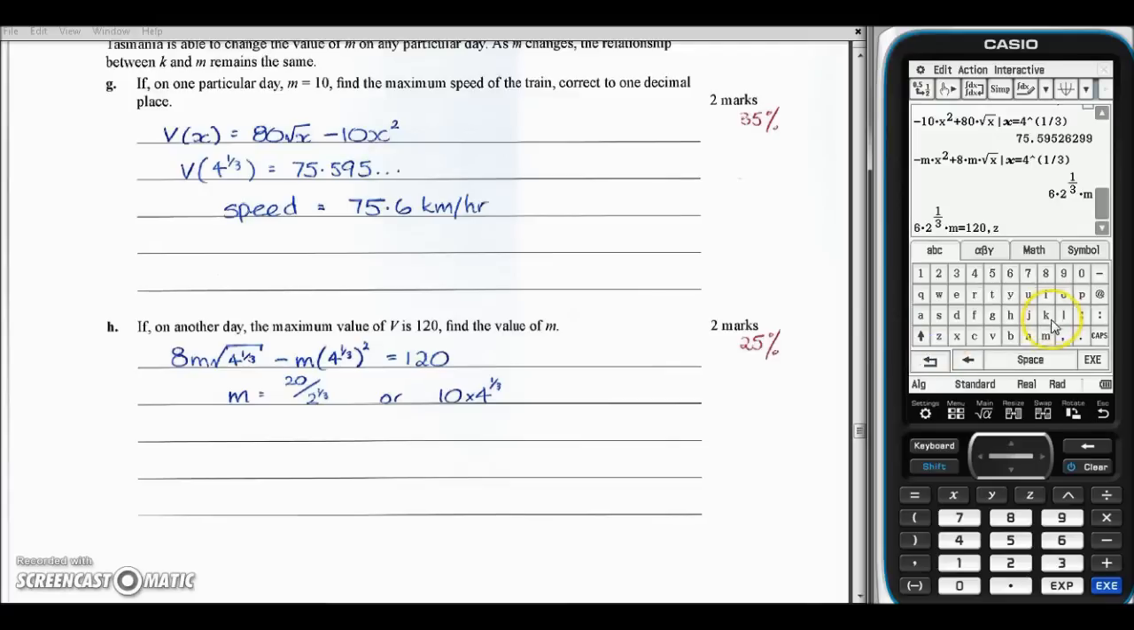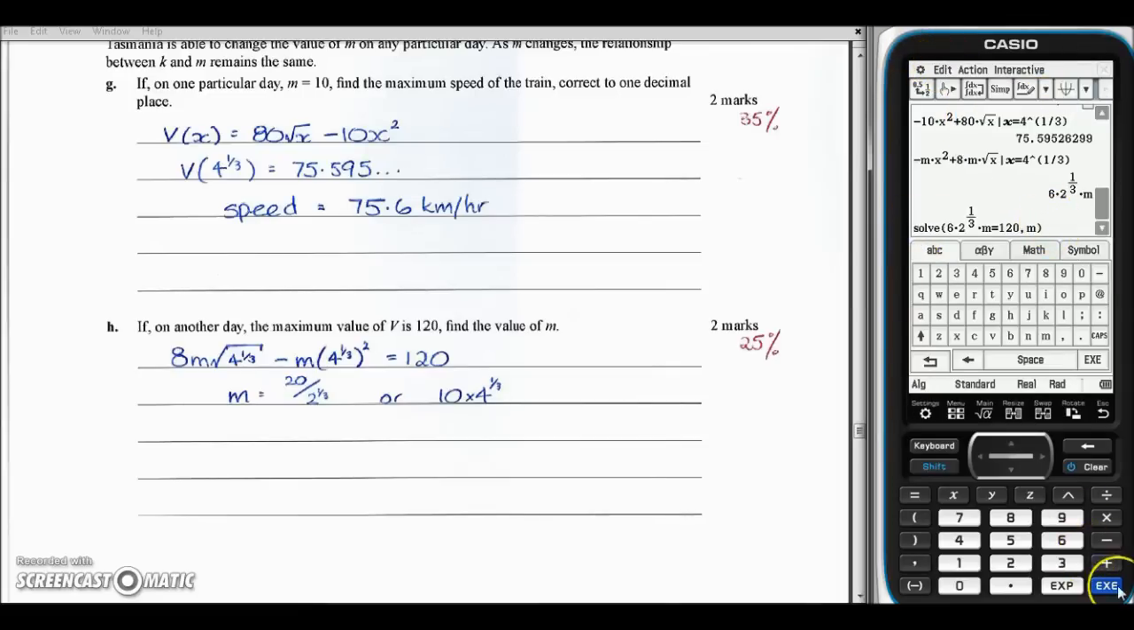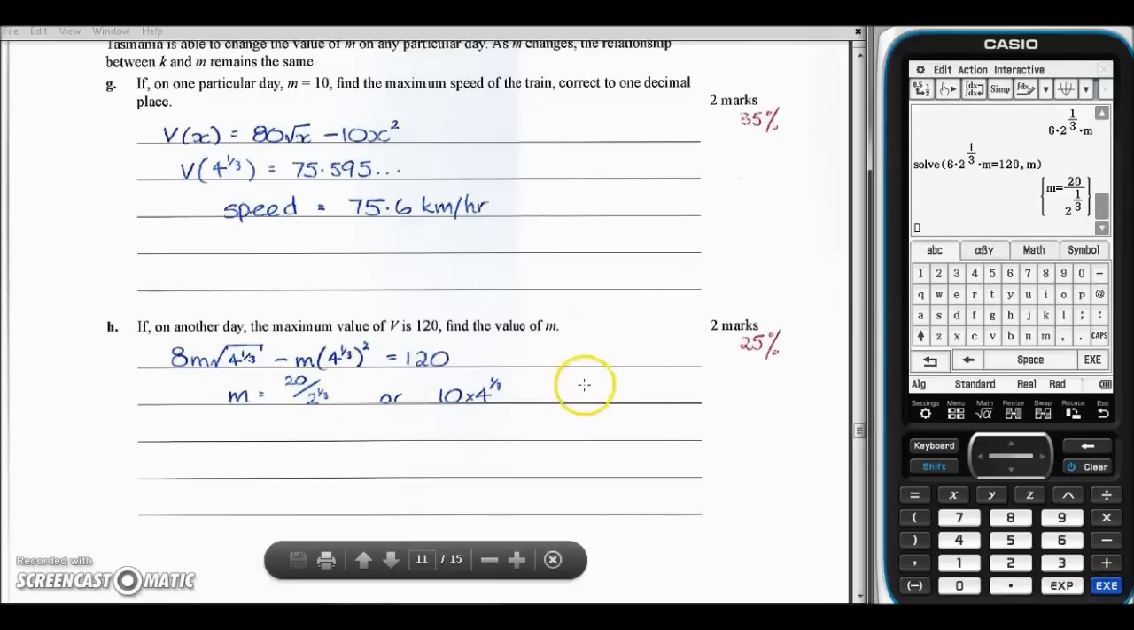Alright. Probably a little bit trickier, that question. You can see we've dropped down to 25% that got this right. It's going to drop even lower by the time we get to the end of the paper. You'll see that soon enough. So there's the answer, 20 on 2 to the 1/3.